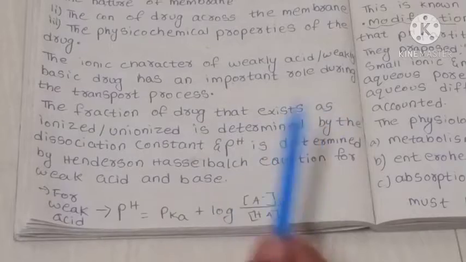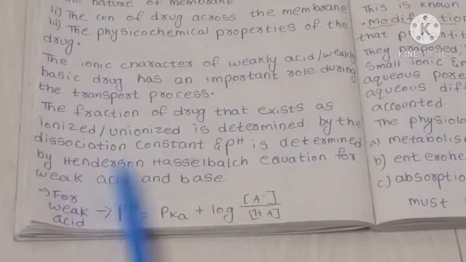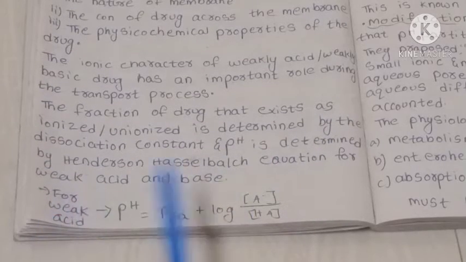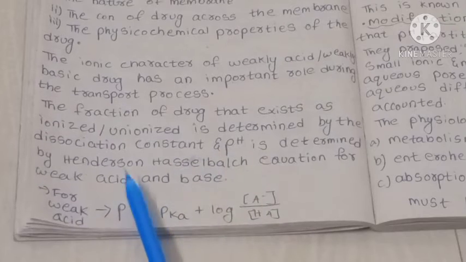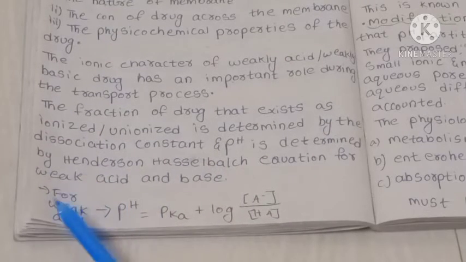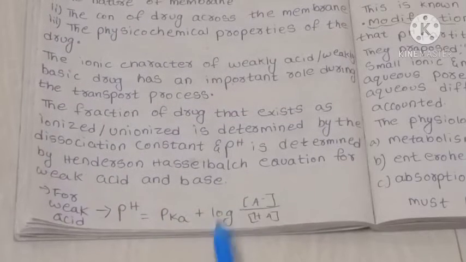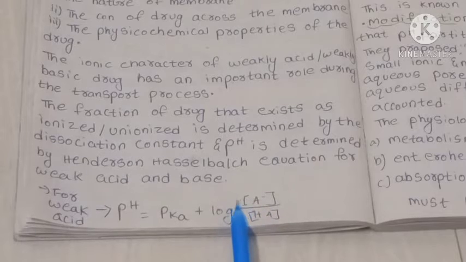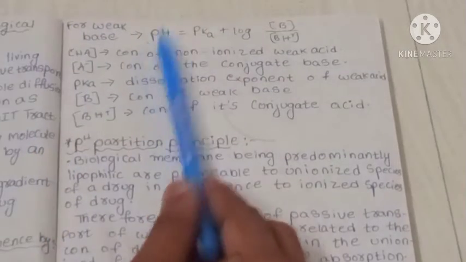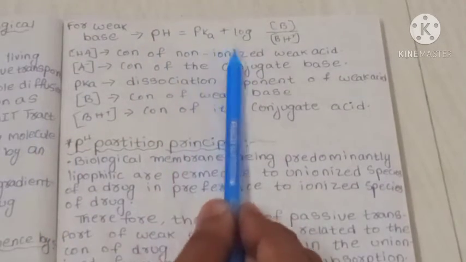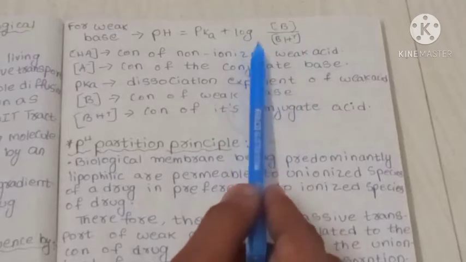And the pH of the drug is determined by the Henderson-Hasselbalch equation. This is the Henderson-Hasselbalch equation for weak acids and weak bases. For a weak acid, pH is equal to pKa plus log of ionized form divided by unionized form. For weak bases, pH is equal to pKa plus log B by BH.